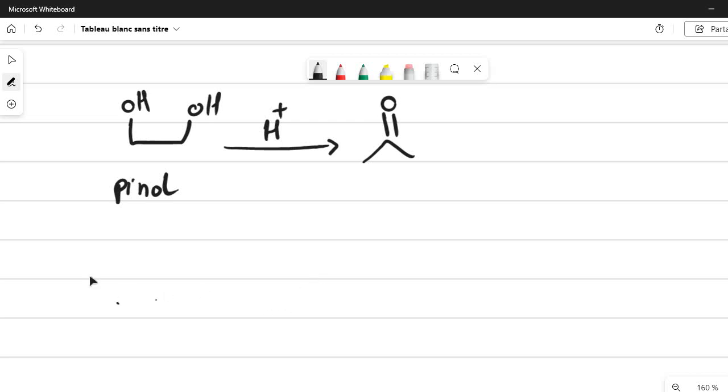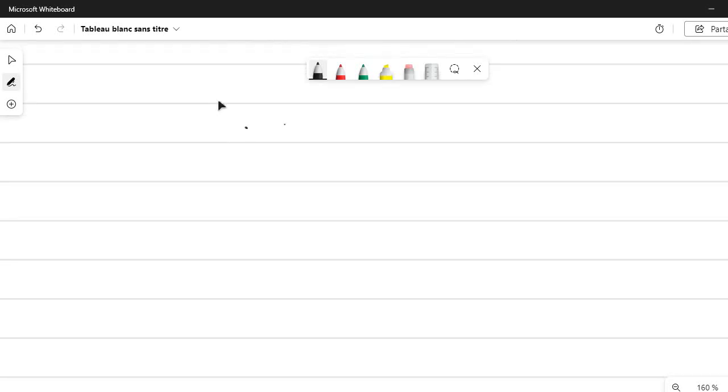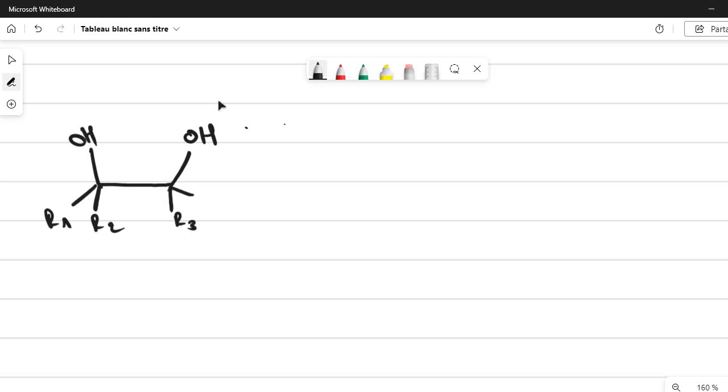Let's just try this example together. I start drawing my pinacol, with R1, R2, R3, and R4. In the presence of H plus, the first thing we need to do is grab a proton, grab a hydrogen from this OH group. Then we end up forming this molecule.